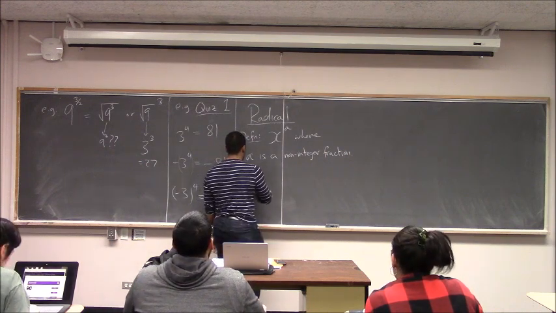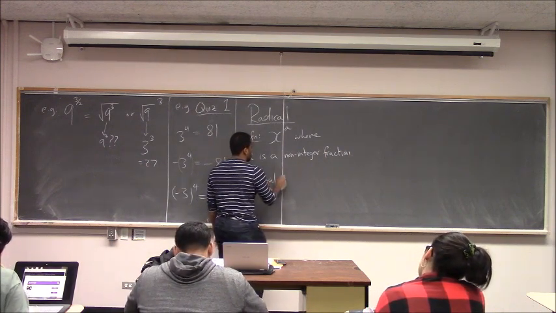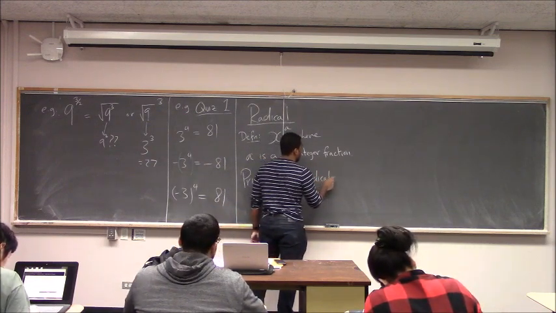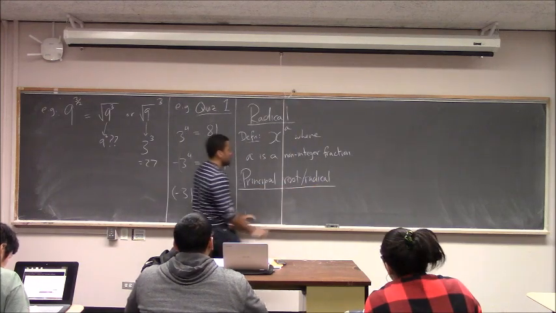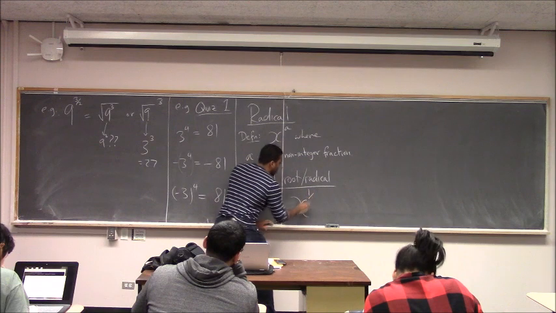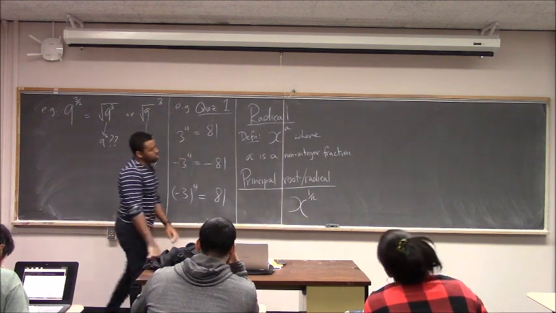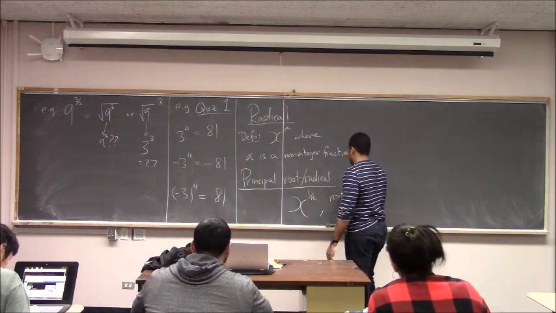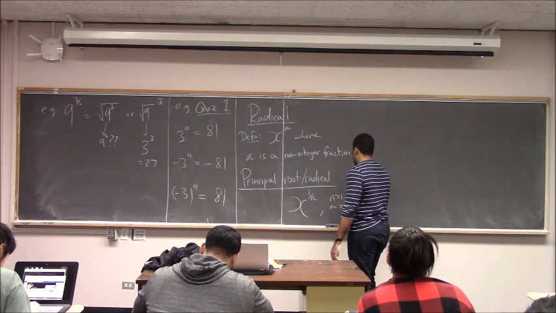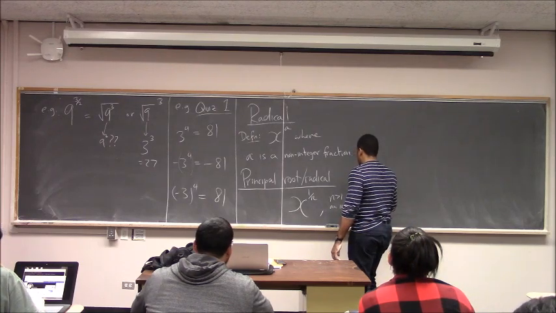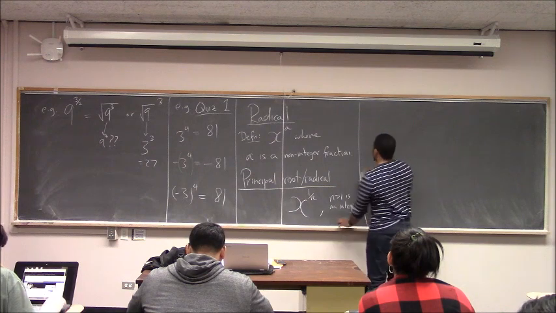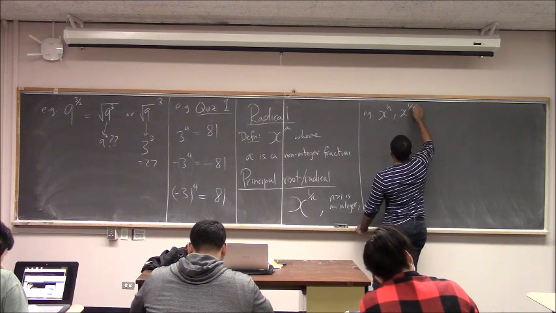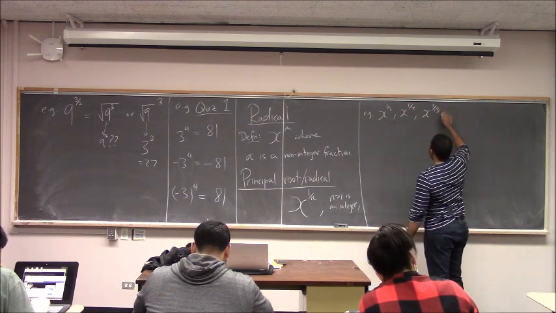There's a principal definition, the principal root or radical, but you can extend this. It's defined to be x to the 1 over n, right? Where n is just some positive integer, n greater than 1. Okay. So example, x to the 1/2, x to the 1/7, x to the 1 over 13 are radicals.